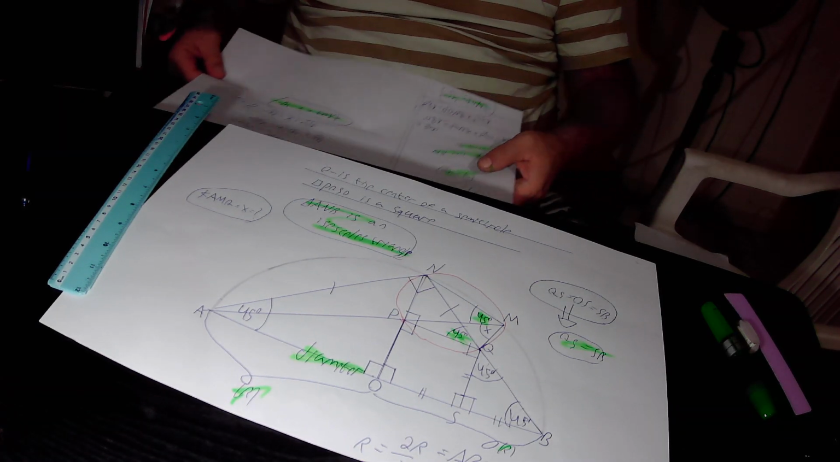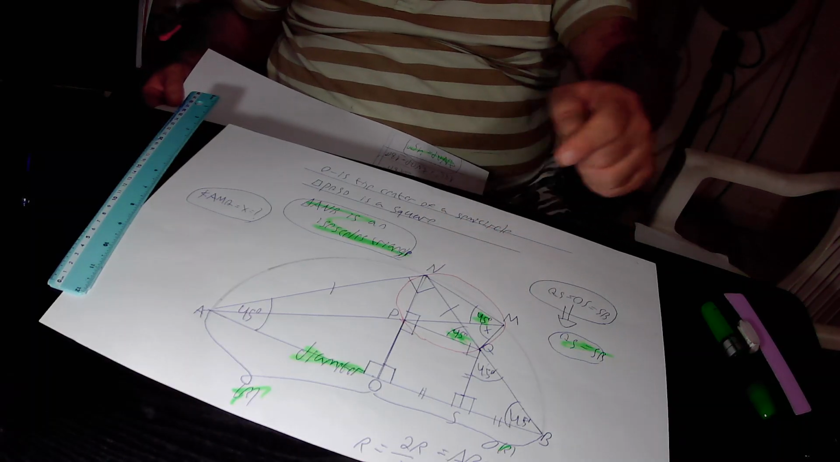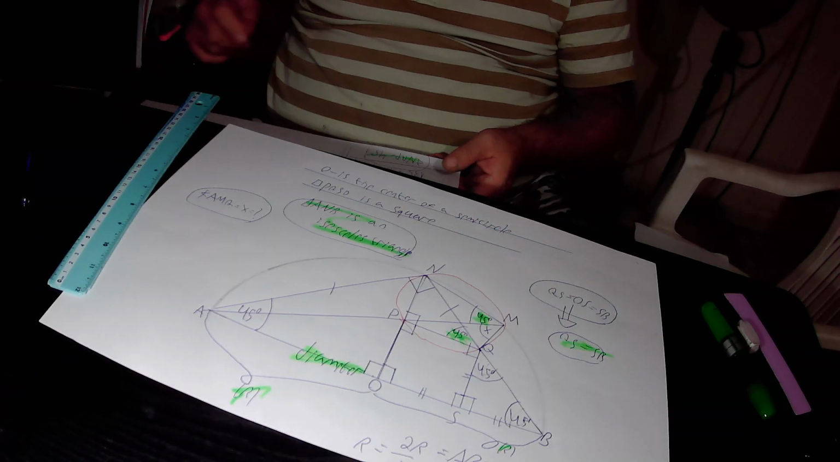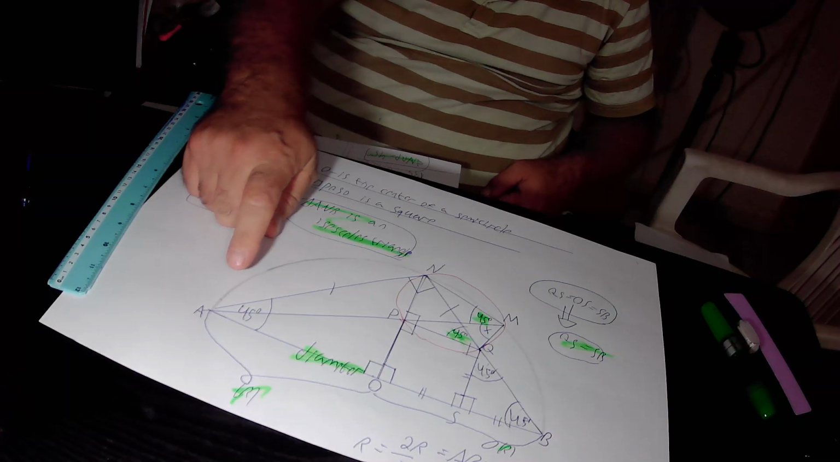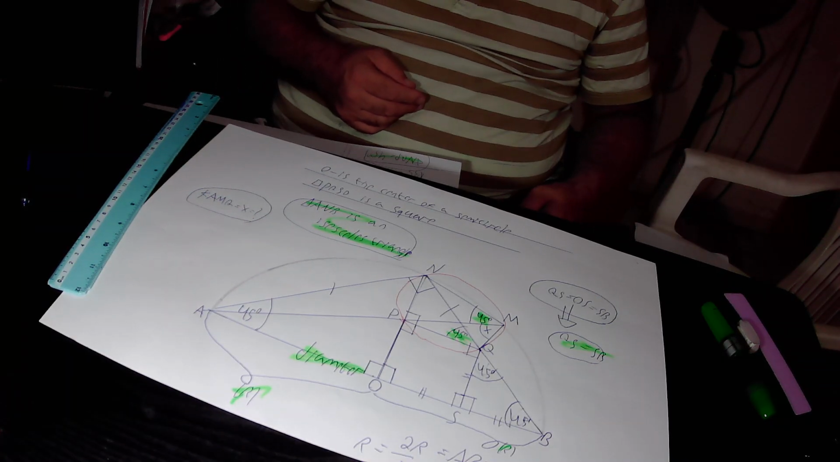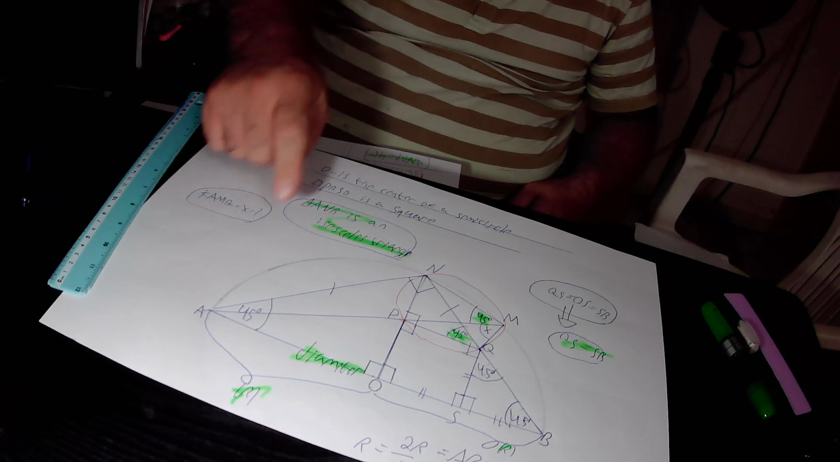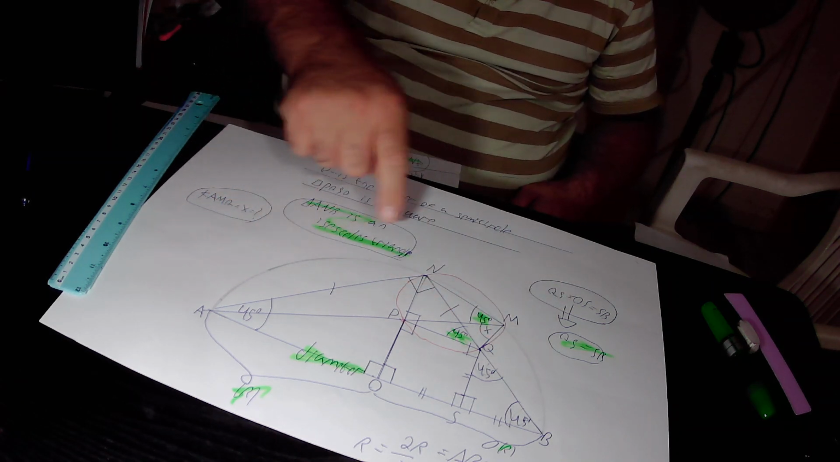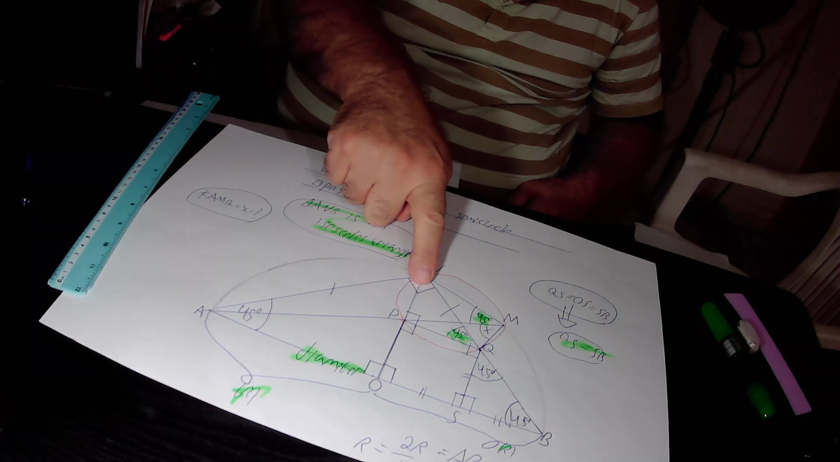In the next step, we join points M and N together by a straight line, and we also join points N and A together by a straight line. By doing all those constructions, we get the angle ANB. Angle ANB, this is angle ANB.